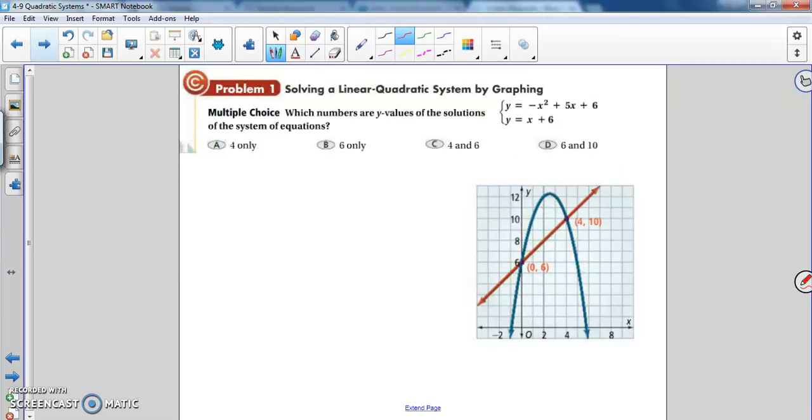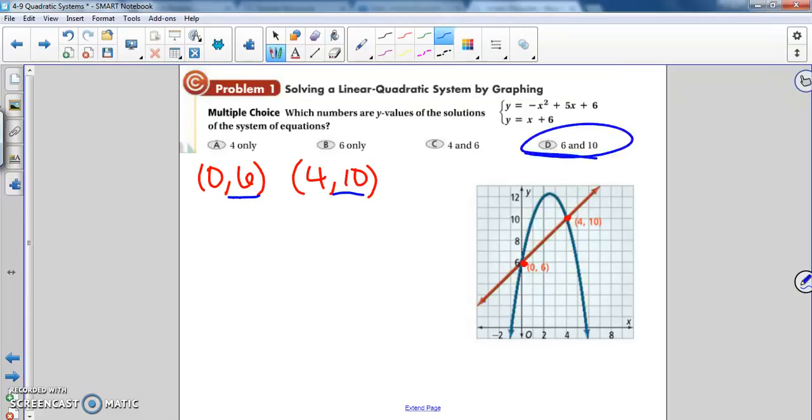When we are solving a linear quadratic system by graphing, we want to know where the two graphs intersect. So first, to save time, the graph is already up there, but we would have to graph the quadratic and the linear equations. And the question says, which numbers are y values of the solutions of the system of equations? So we have our points, 0, 6, and 4, 10. Those are our solutions to our system. The y values are 6 and 10. Therefore, our answer would be D.